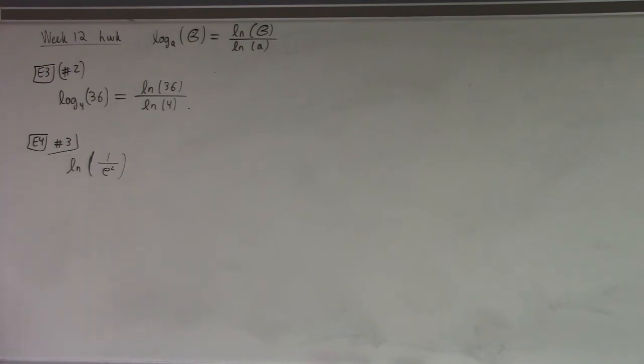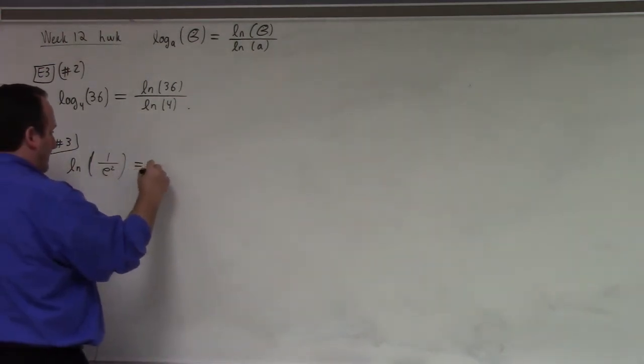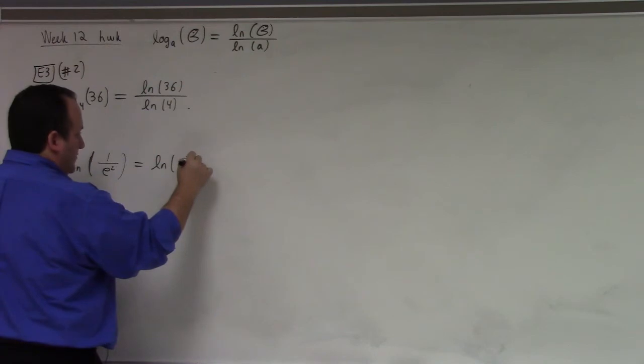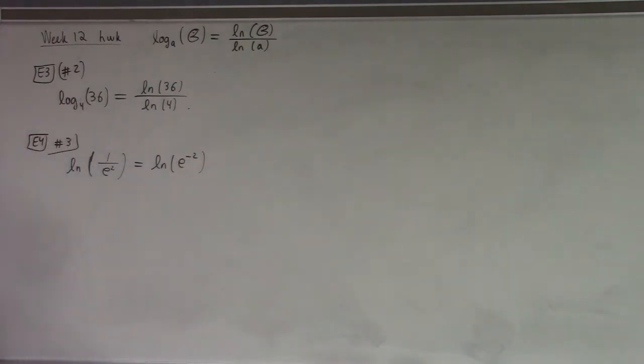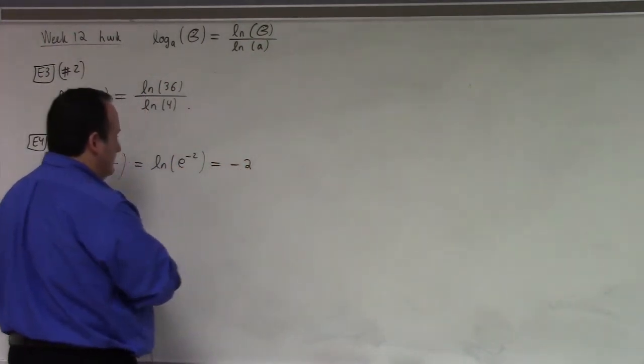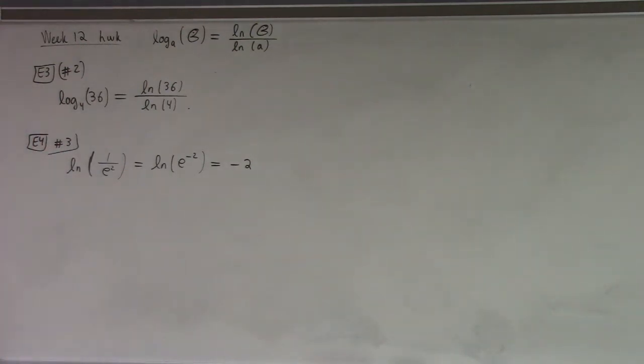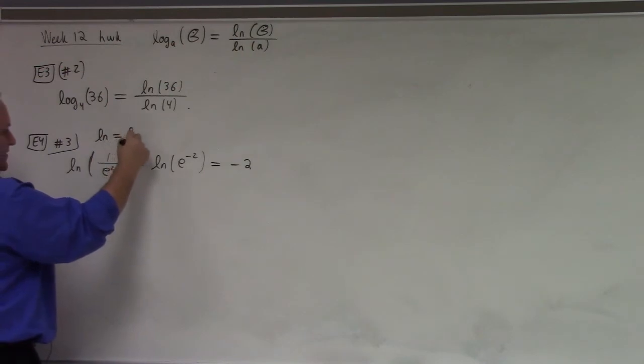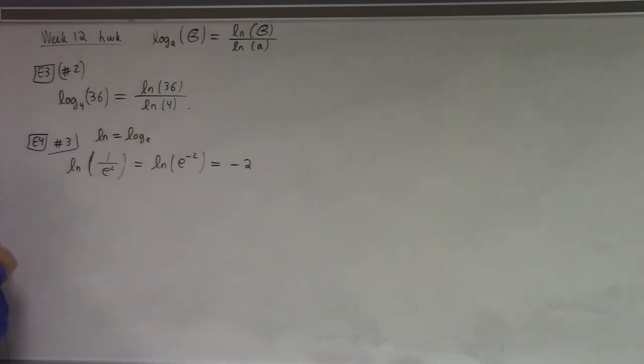How do we do this one? Natural log of e to the minus 2, okay. And then what? And then they cancel out, right? So that is equal to minus 2. Because remember, natural log is what? Natural log is log base e. Okay, so there's that one.